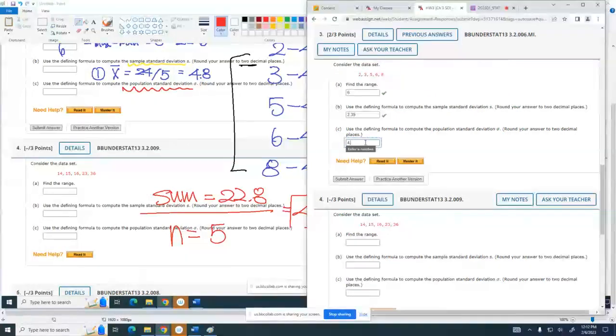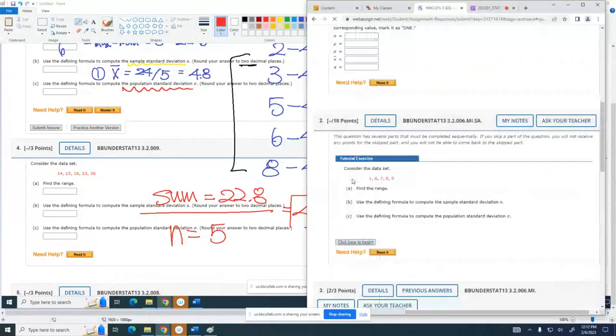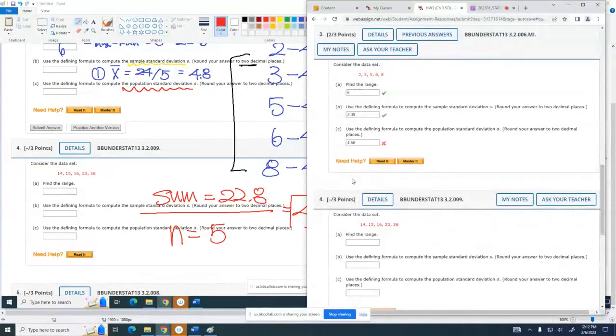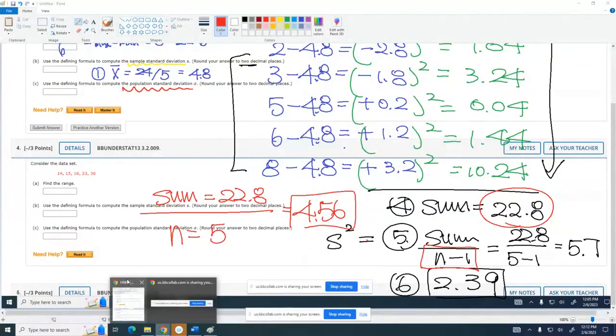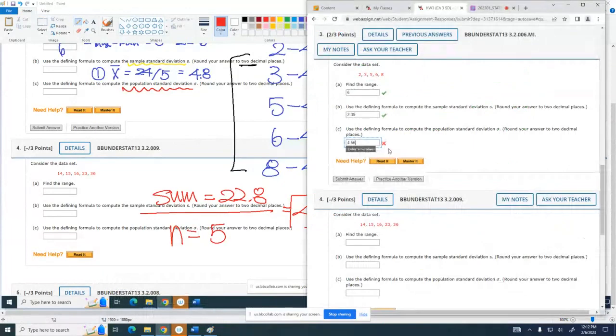Let me submit the answers again. Sorry, square root, thank you. It is the population variance, so take the square root of 4.56. I have 2.14. Let me try again. See, I can try again.